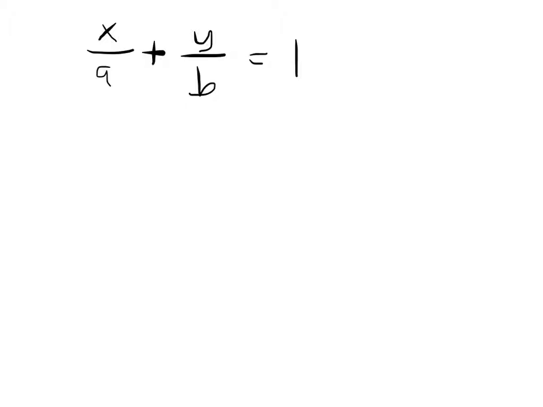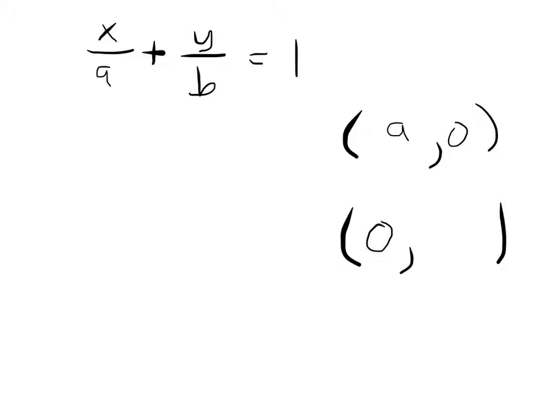Let's suppose we let y equal 0. That means that x over a would have to equal 1. For x over a to equal 1, x would have to equal a. And conversely, if x were 0, for y over b to equal 1, that means y would equal b, and therefore I know the points (a, 0) and (0, b) are going to be on that line, x over a plus y over b equals 1.